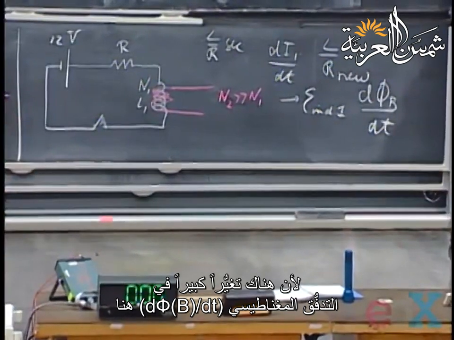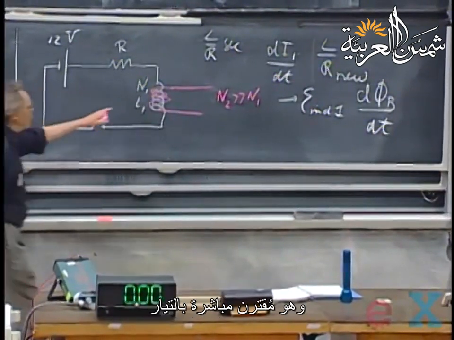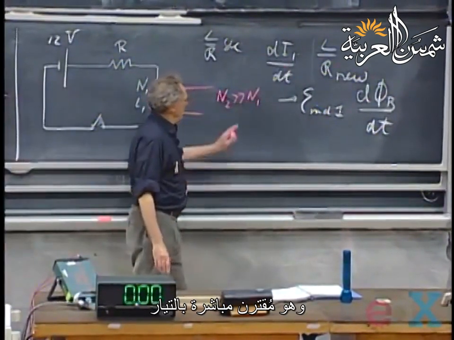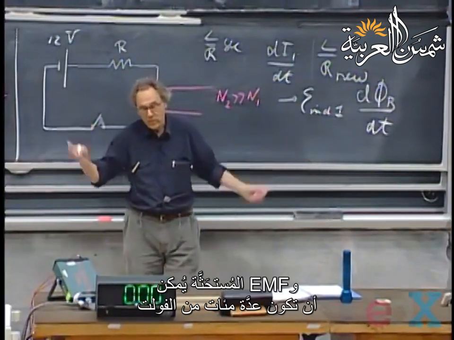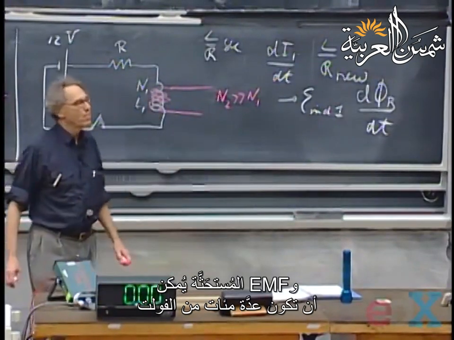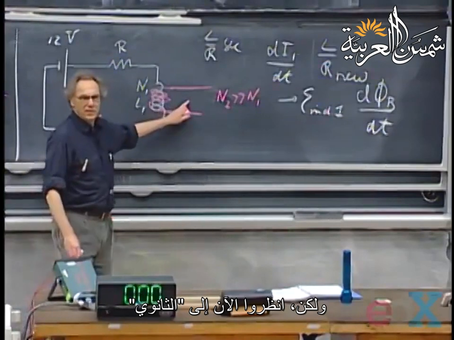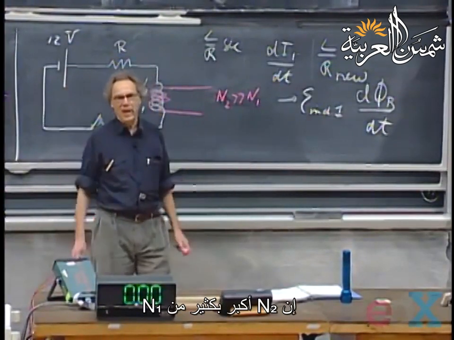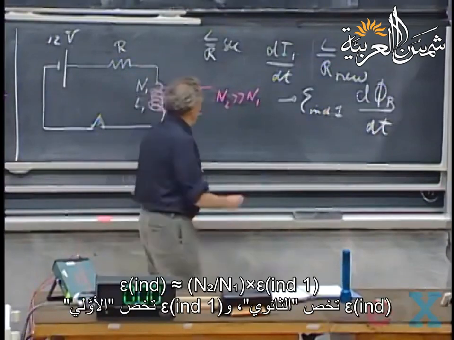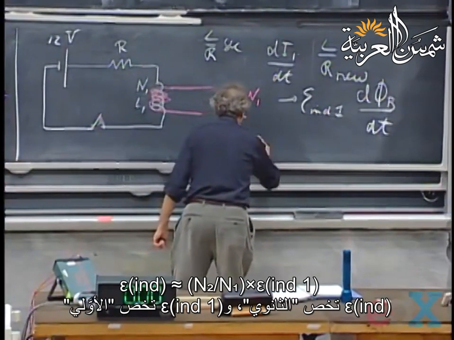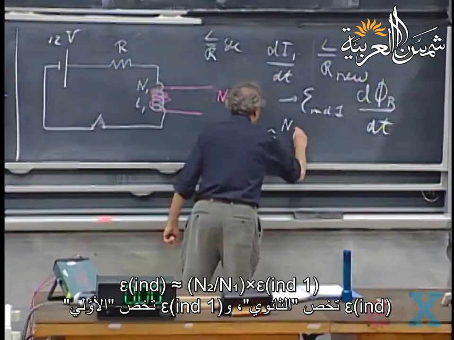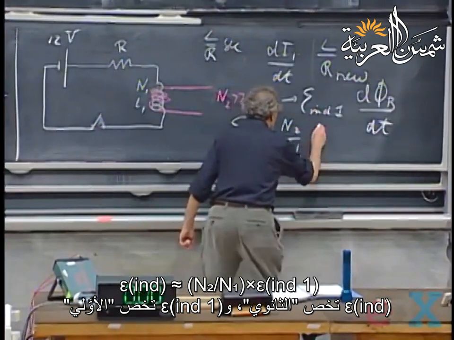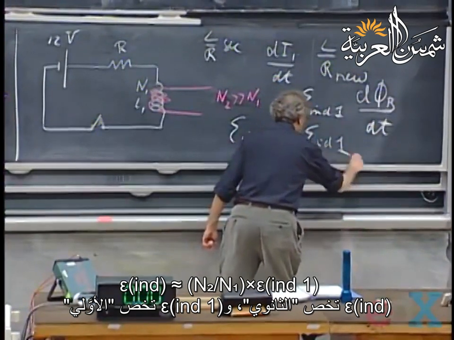You get an enormous change in the magnetic flux here, which is directly coupled to the current, and that induced EMF could be several hundred volts. But now look at the secondary. The secondary has an N2 which is way larger than N1. So the induced EMF in the secondary is very roughly N2 over N1 times the induced EMF in the primary.